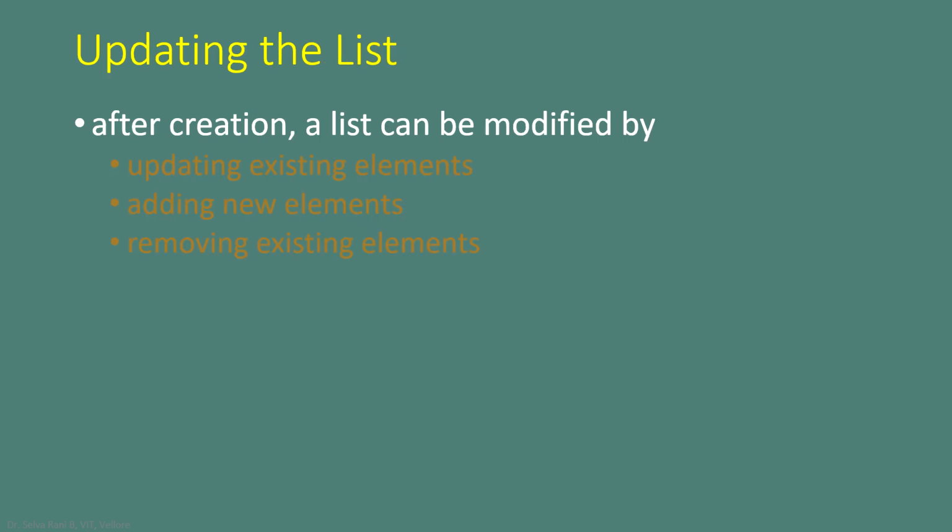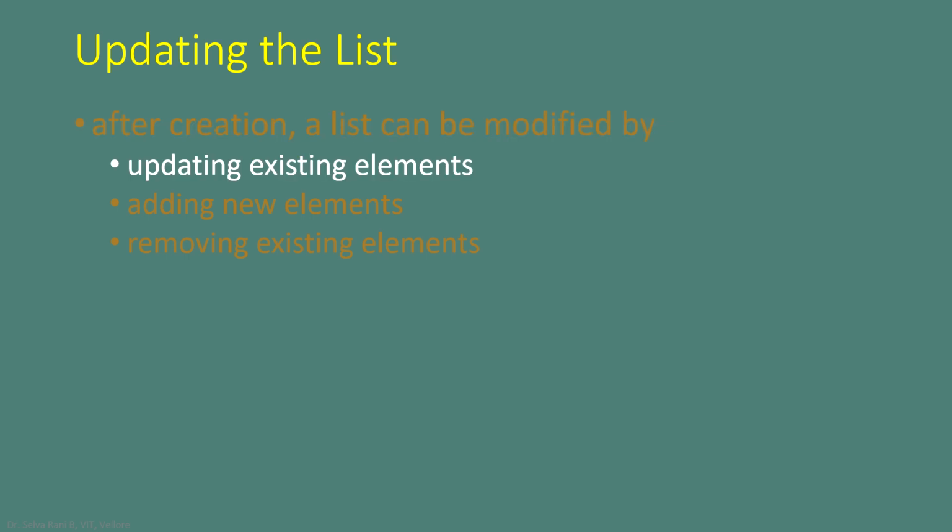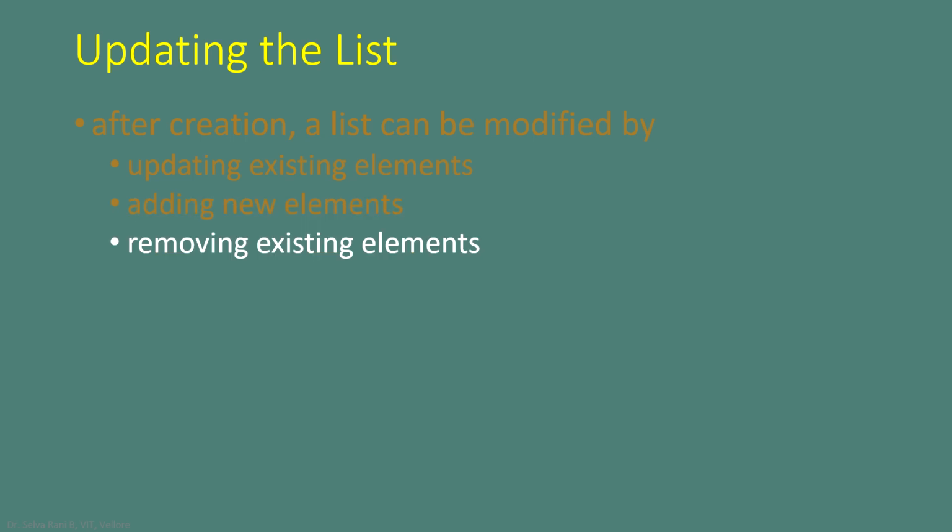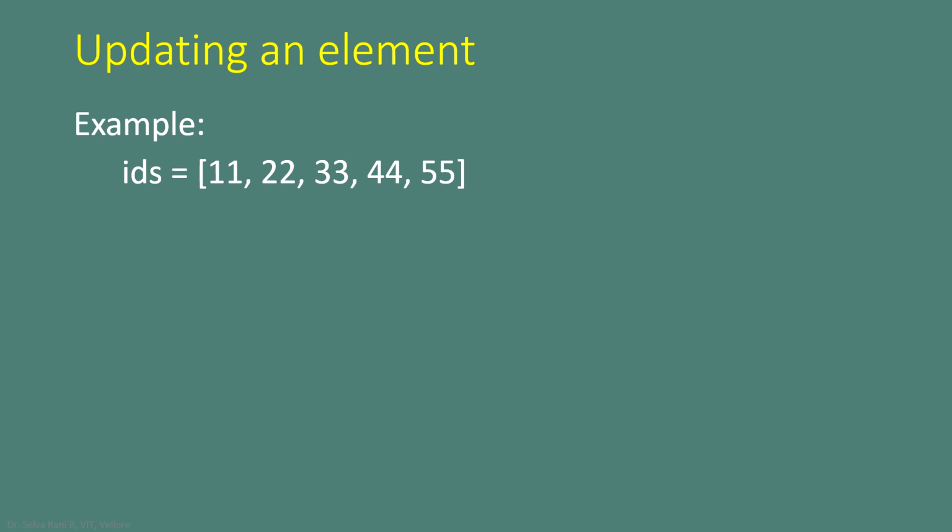Next one is updating the list. So after creating a list, it can be modified. Since it is mutable, we can go for updating existing elements, adding new elements, removing the existing elements. Updating an element. So here is the list with 5 elements in it. If you want to update any value in it, it is possible in list since lists are mutable.